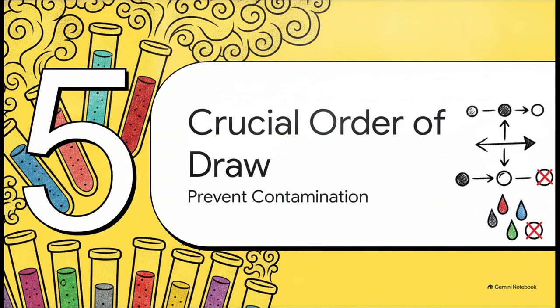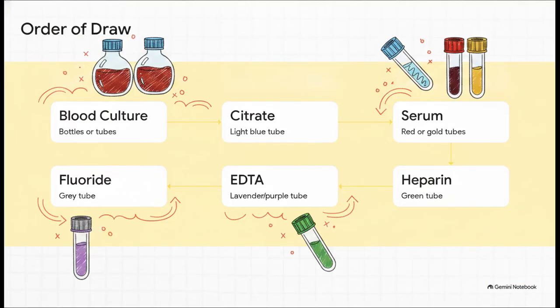All right, Section 5, the crucial order of draw, preventing chemical contamination. Because these tubes are filled with such powerful chemicals, there is an exact, highly specific sequence required during the draw. Why? To avoid ruining the samples through invisible, microscopic cross-contamination. As the needle switches from one tube to the next, tiny amounts of the chemical additive can actually carry over.